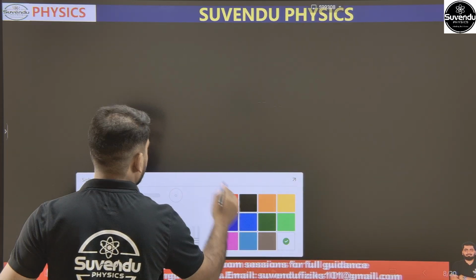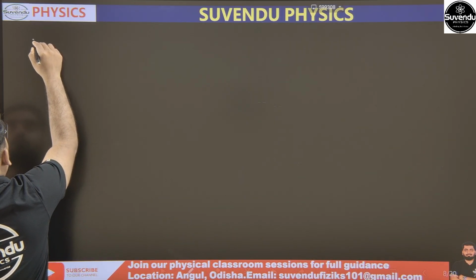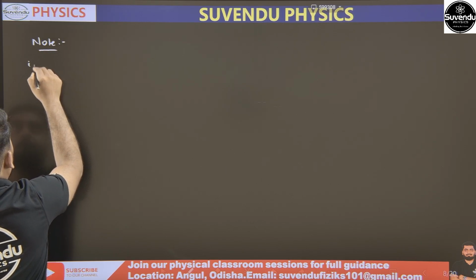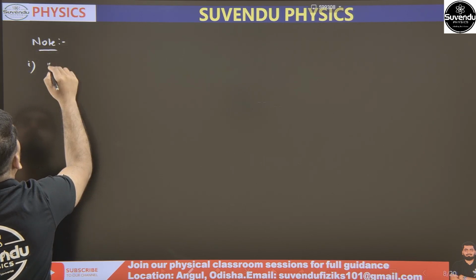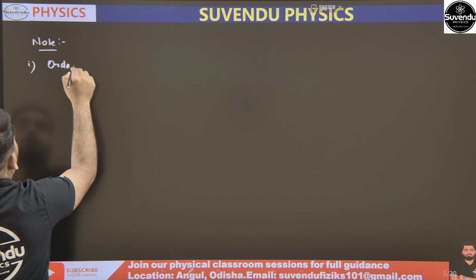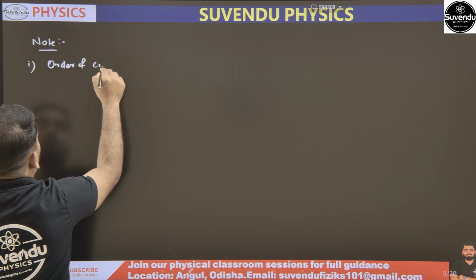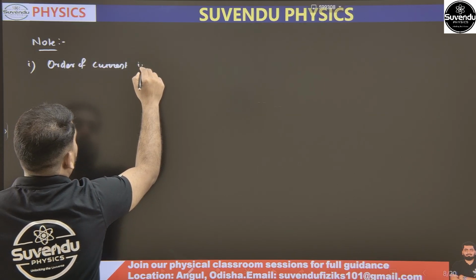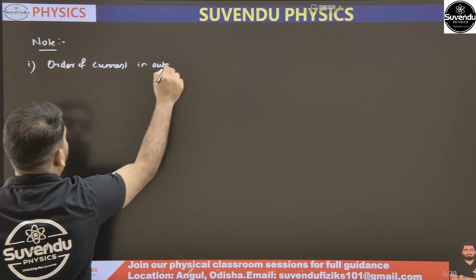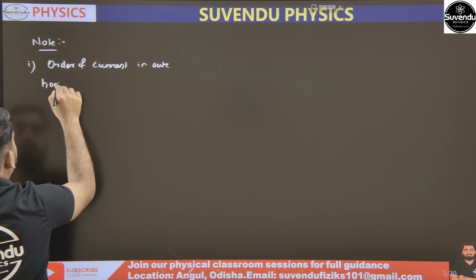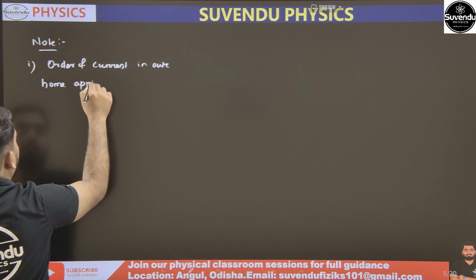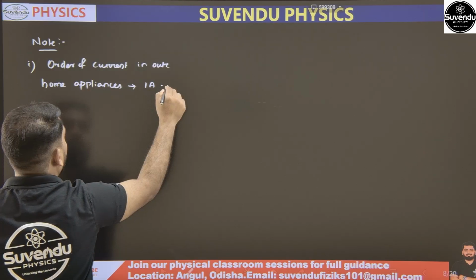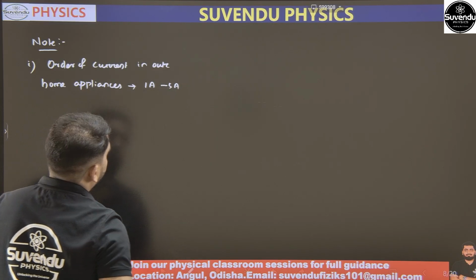In your notes, mention this thing. Order of current in our home appliances, that is 1 ampere to 5 ampere.